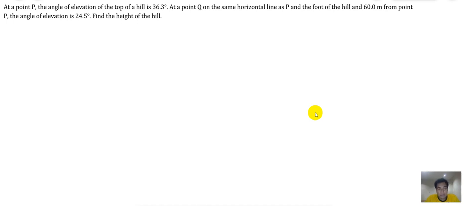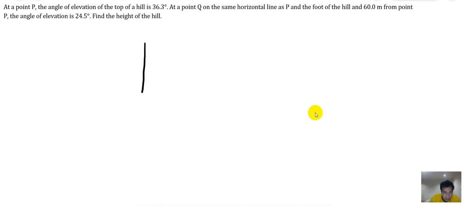And so we are given 2 points on the same horizontal plane, points P and Q, and their angles of elevation of the top of the hill are given. So there are two angles of elevation. P has 36.3 degrees and Q has 24.5 degrees. Okay, so if we try to illustrate this one, say this is the hill.